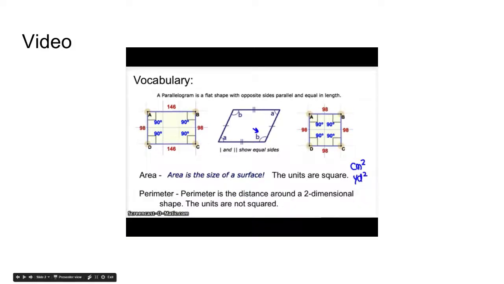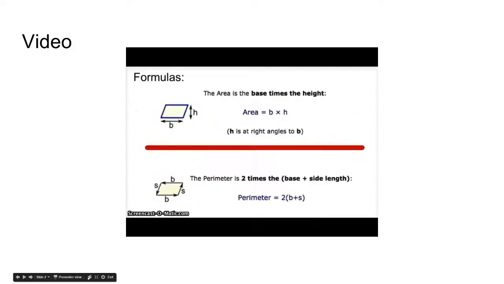The last thing is that perimeter is the distance around a two-dimensional shape, and the units are not squared. So if my units were centimeters, I just simply leave them as centimeters. If they were yards, I simply leave them as yards.